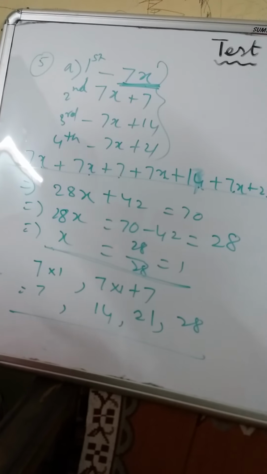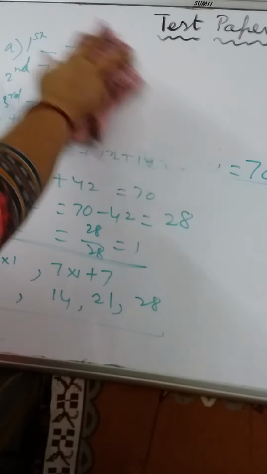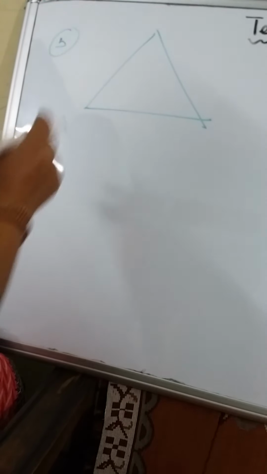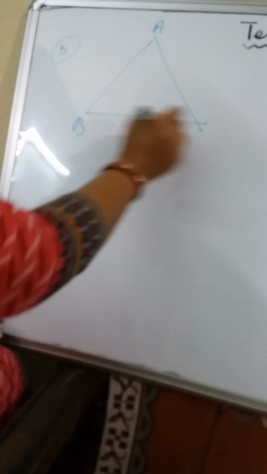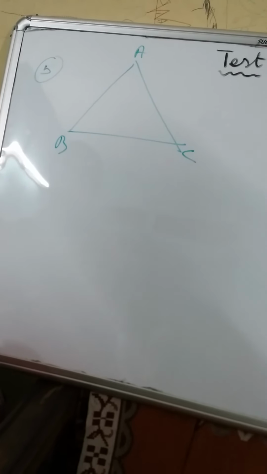Next, the perimeter of a triangle is 49 centimeter. This is a triangle, its perimeter is 49 centimeter. One side is 7 centimeter longer than another side and 5 centimeter shorter than the third side. Find the sides.